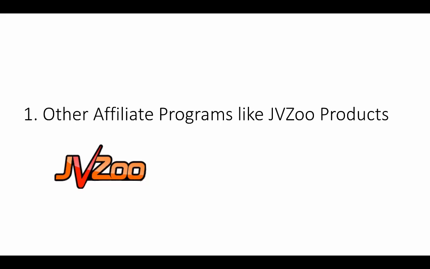You can just go to jvzoo.com to visit the website. It is just like ClickBank. This is not a training about how to register for JVZoo or how to choose products for JVZoo, but it's the same concept. You look for the products that you want to promote, you choose that, you generate your affiliate link, and then you promote it to your own list.